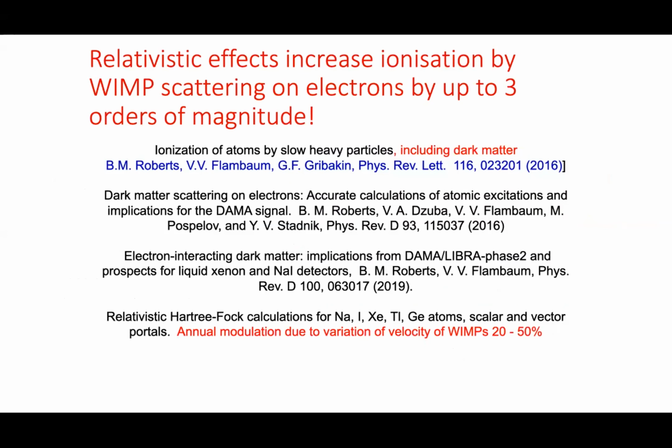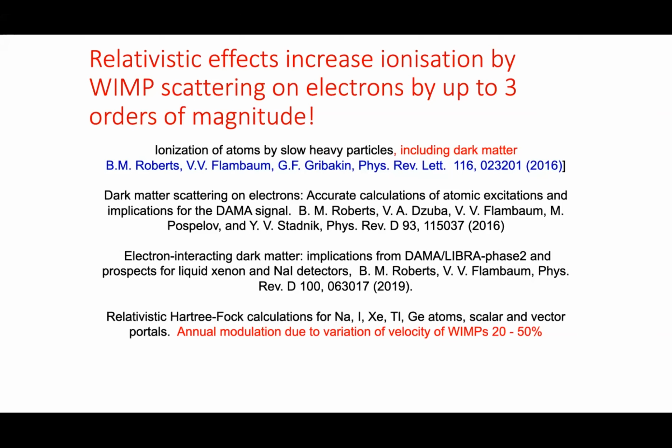Okay, this is the second topic of my talk. It's about WIMPs. It's a completely different type of calculation, but still we used relativistic Hartree-Fock calculations. Here we found another interesting thing. For scalars, we got a strong suppression compared to naive results. Here we have strong enhancement compared to naive results.